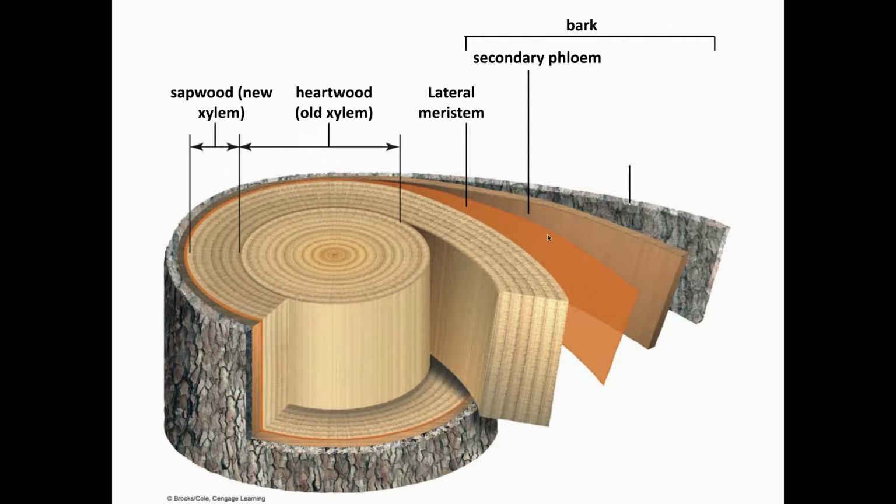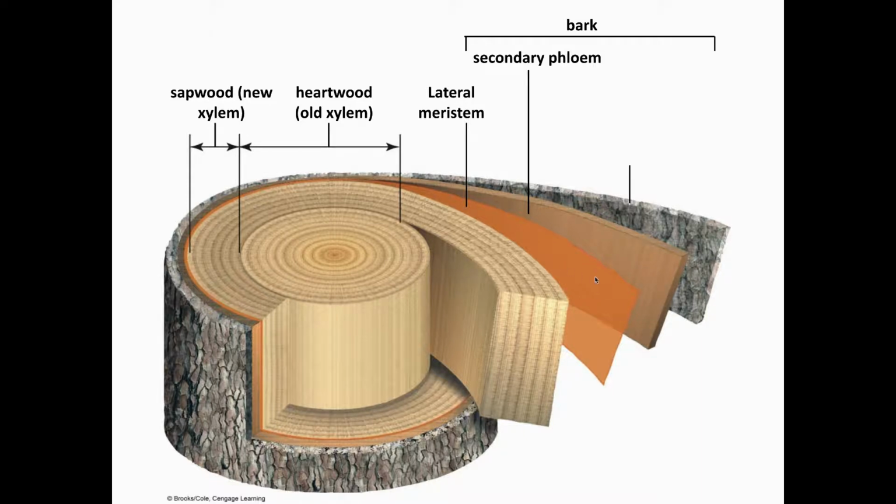So here we've got the lateral meristem. This phloem is right here, and then the old clogged up phloem becomes part of the bark. So this is why if you decide to scratch you and your honey's names into the side of the tree, it'll start oozing sap. The sap's coming out of the phloem.